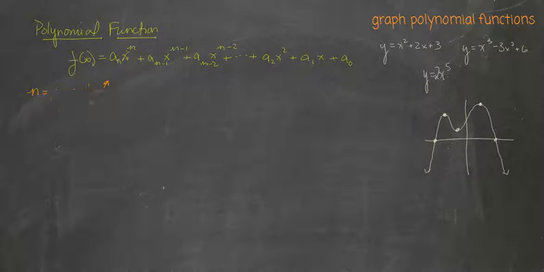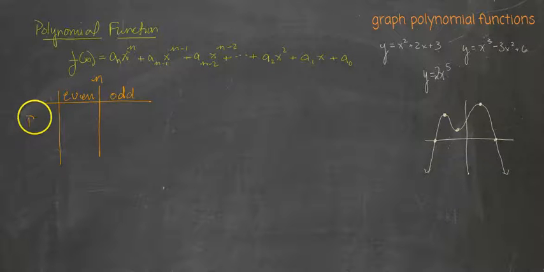Let's set up a table. I think that might be an easier way to do this. So if n is, let's say, even or odd for our n values, and positive or negative for our a sub n.